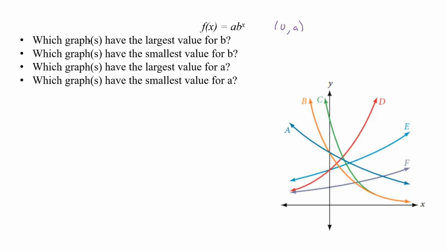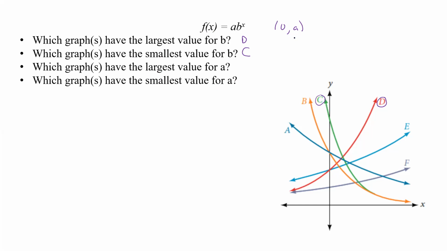So which graph or graphs have the largest value for b? All right, so we want to find the steepest one that's positive. So we look over here. Well, the positives are D, E, and F. So which one has the steepest graph? Well, it looks like D has the steepest graph. Okay, so that would be my choice for the largest value for b. Now, the smallest value of b is going to be the one that's steepest going down and decaying. If I look at the decay, I have A, B, and C, and the steepest one there is going to be C. Okay, so that would be the one I would choose because it's steepest coming down.